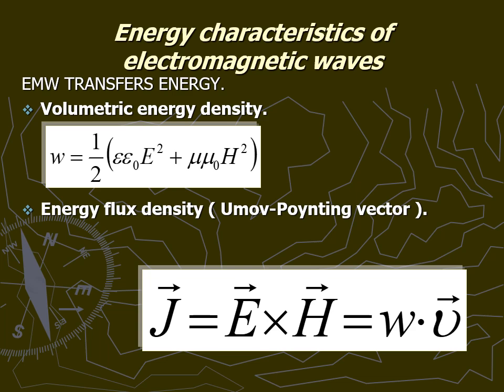Based on this formula, we can conclude that our propagation velocity will determine the direction of the Poynting vector. In other words, we will have the Poynting vector directed in the same way as the speed of propagation of an electromagnetic wave.